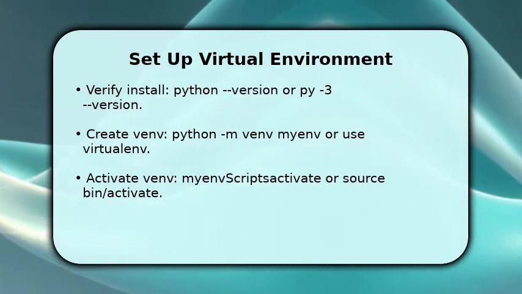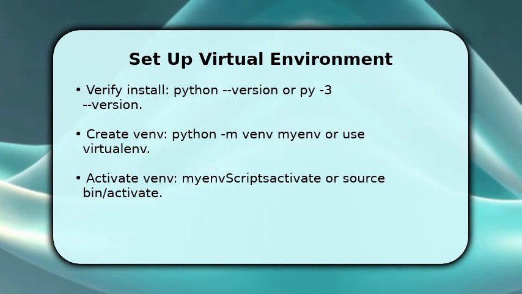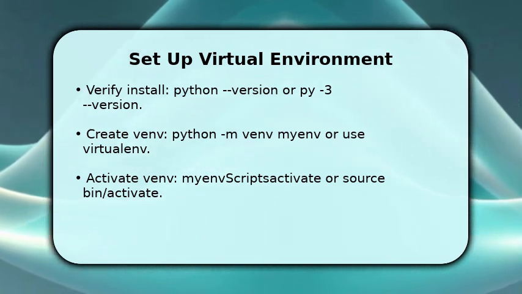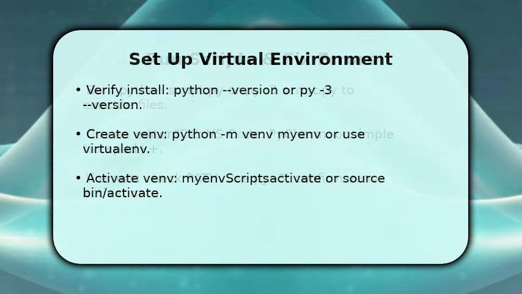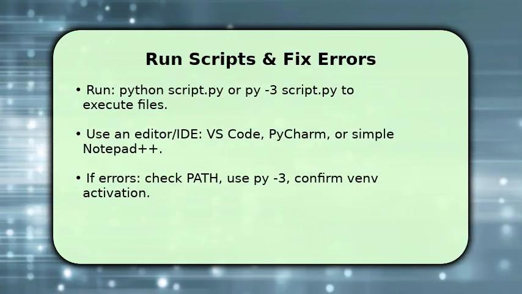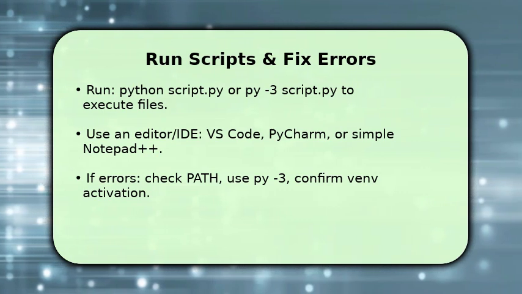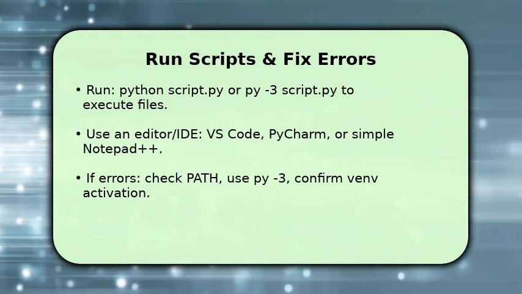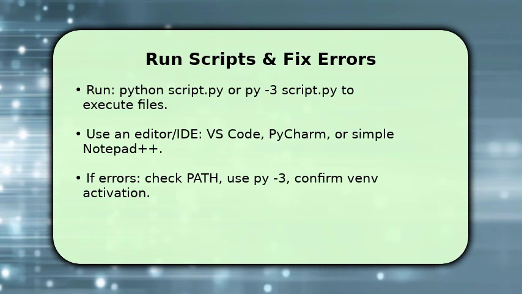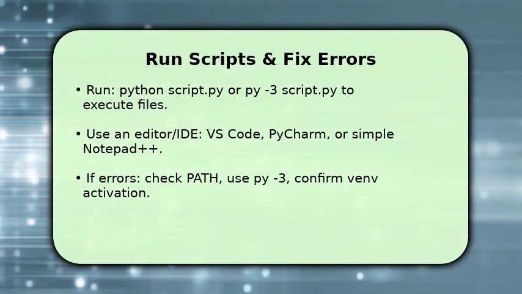You finish by executing your code. Run python script.py or py -3 script.py from the project folder. Use an editor or IDE like VS Code for linting and debugging, which speeds development. Save output and address exceptions by reading tracebacks. They tell you the file, line, and error type.